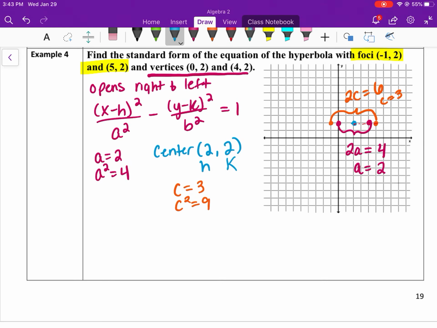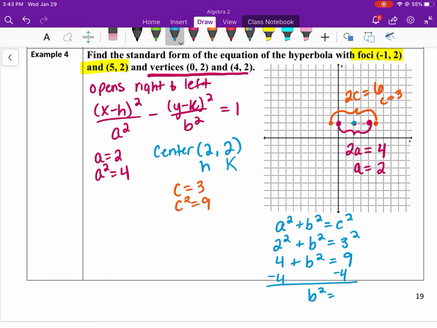To find the rest of my information, since I have a and c, I'm going to need to use a squared plus b squared equals c squared. So that's going to be 2 squared plus b squared equals 3 squared, which really is 4 plus b squared equals 9. Solve for b squared by subtracting 4. So b squared equals 5. So I need that. B squared equals 5. So now I have everything I need.